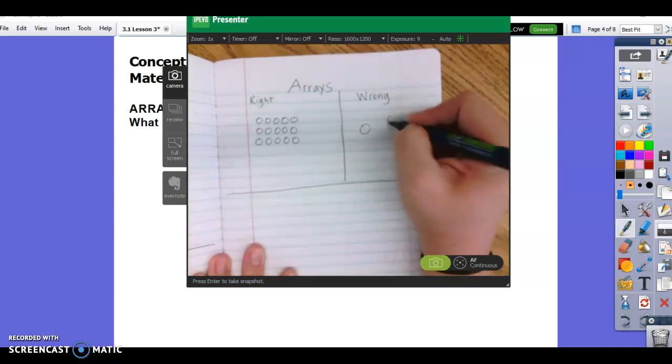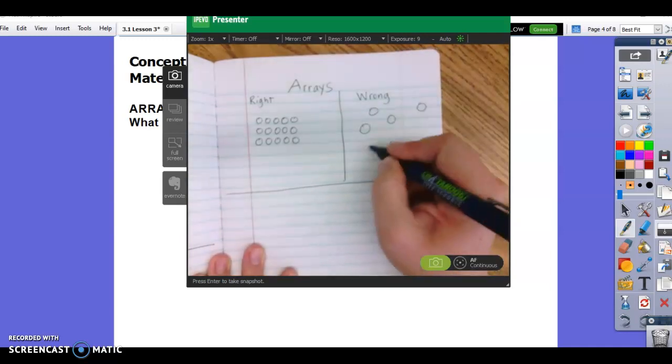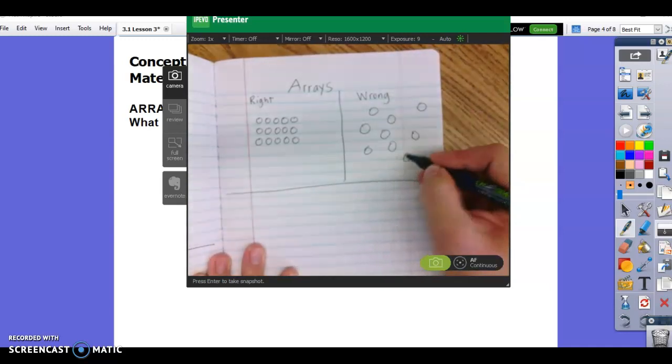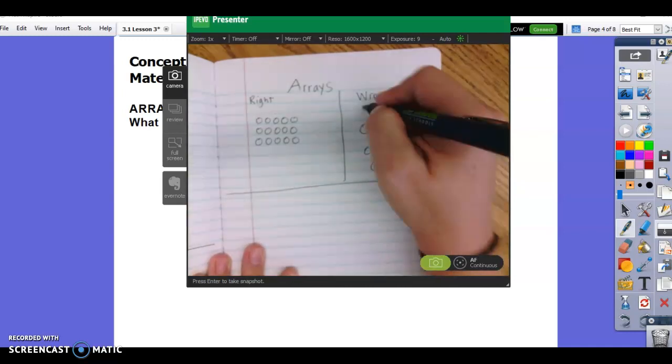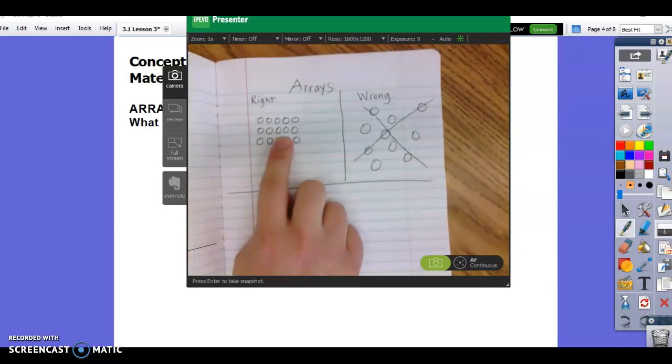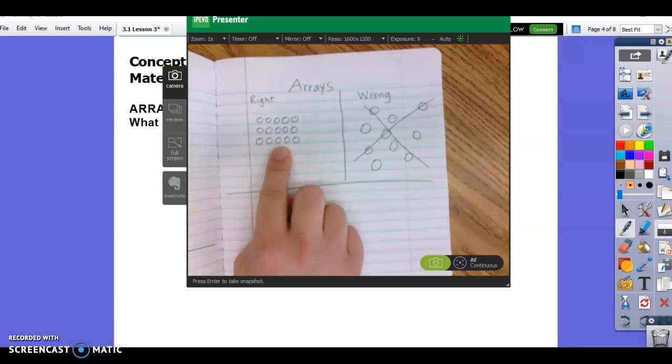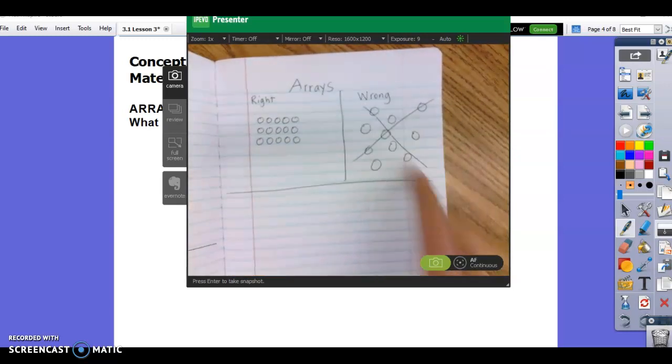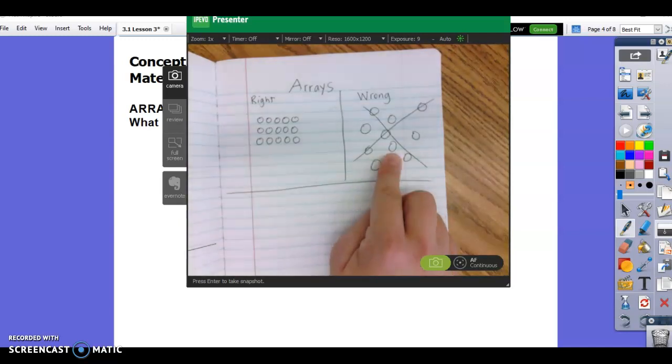Here is a wrong version of an array, and that means there are dots and circles everywhere, and this is not organized at all. Okay, this is important because in just a few minutes I'm going to ask you to get out some of your manipulatives, and I'm going to need for you to make arrays for me with your manipulatives. And they should look like this, in neat, organized rows and not groups that are all over the place. If I look at this, I'm not going to be able to see that you understand what an array is if it looks like this, okay?